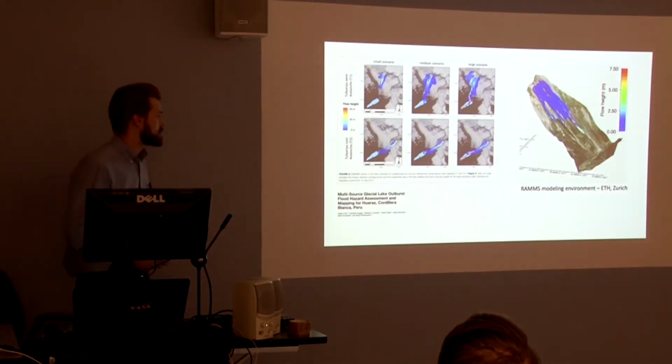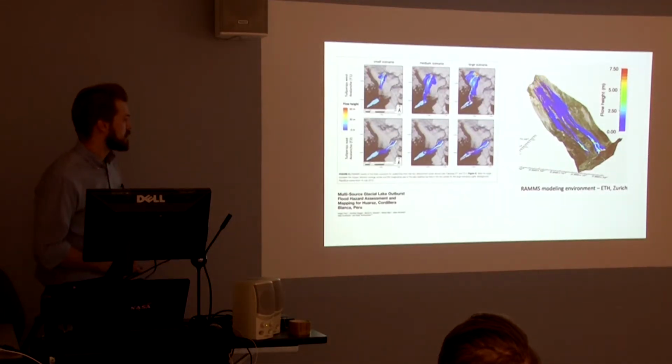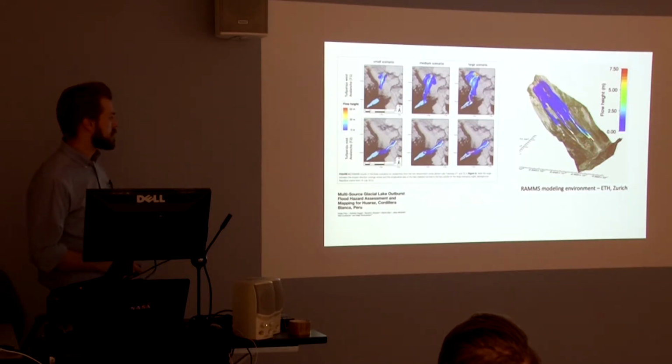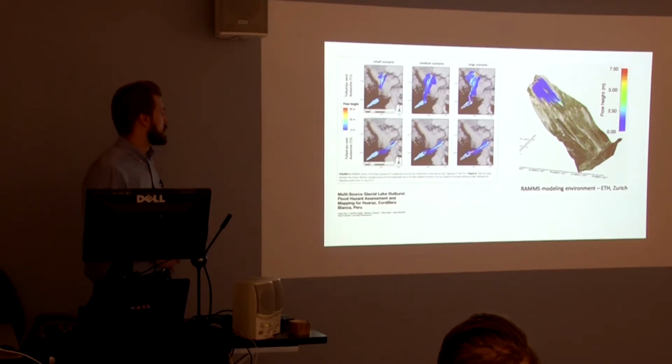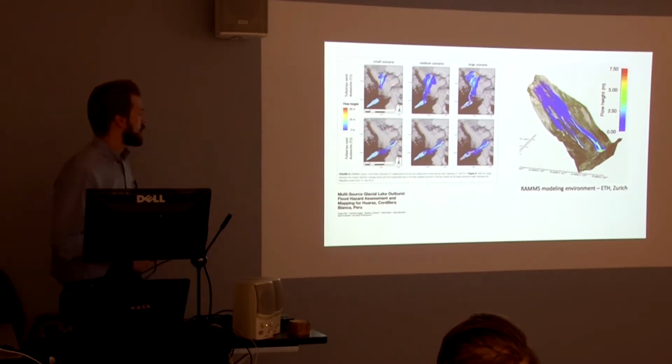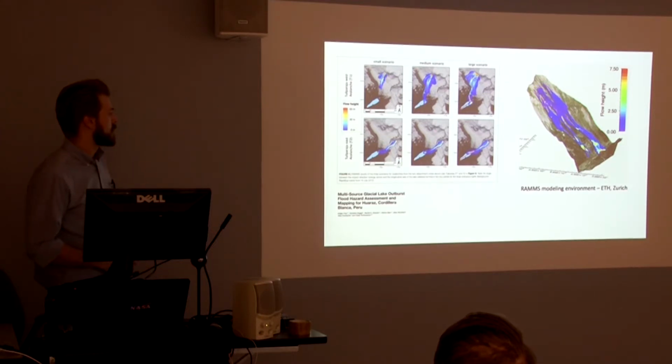There are many ways to model this. The RAMMS modeling environment developed at ETH in Zurich is perhaps the most widely used in the Alpine hazards community right now. Unfortunately, especially for this region, a lot of the models are developed using qualitative assessments of what might happen. There isn't much volumetric data out there as to what these ice crops really look like.